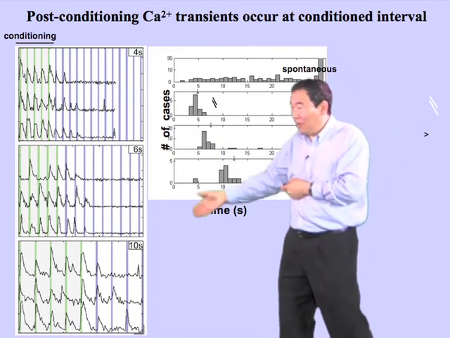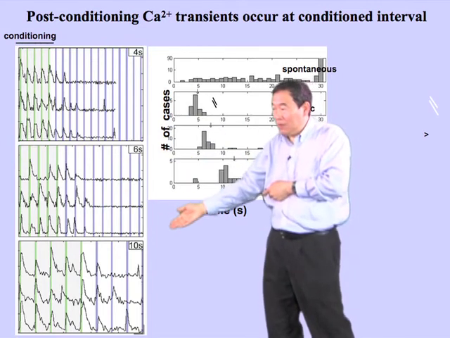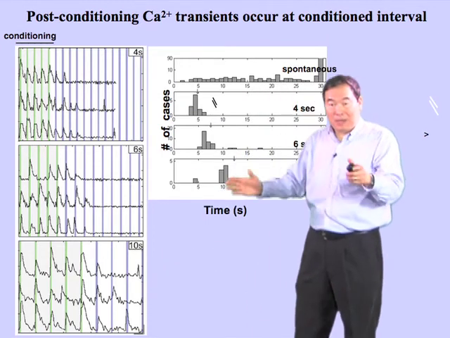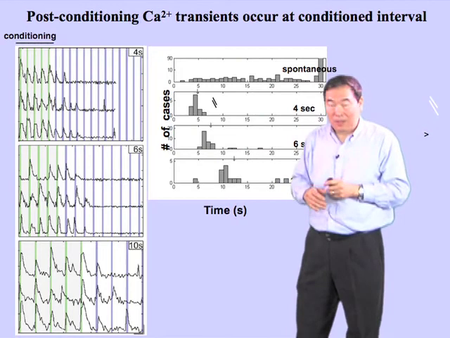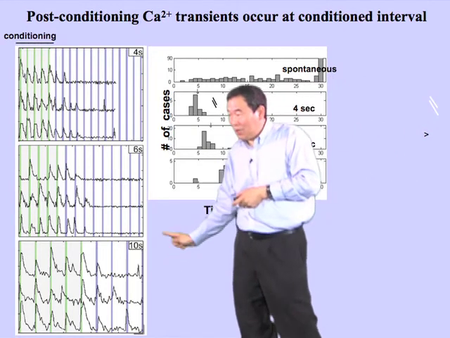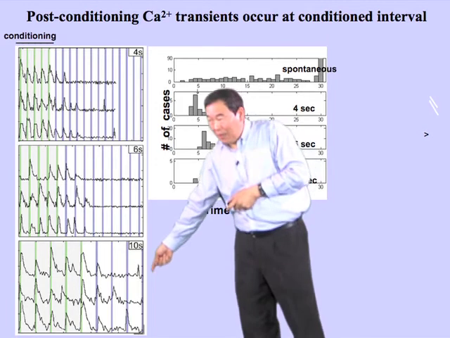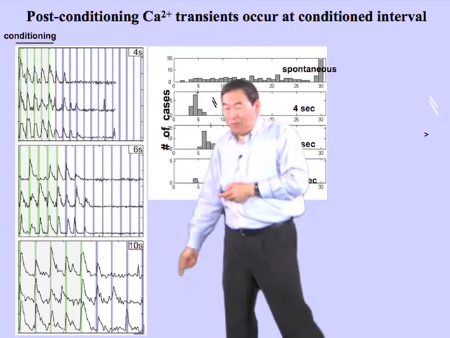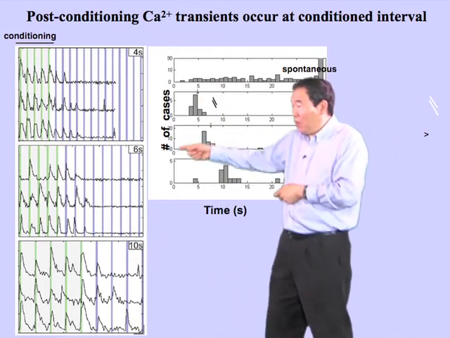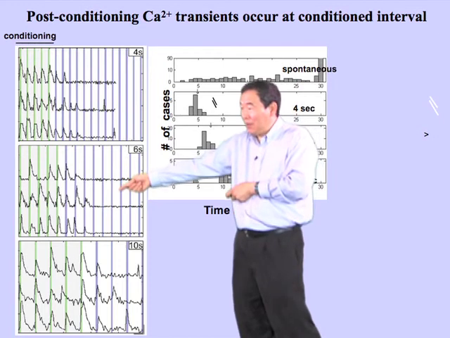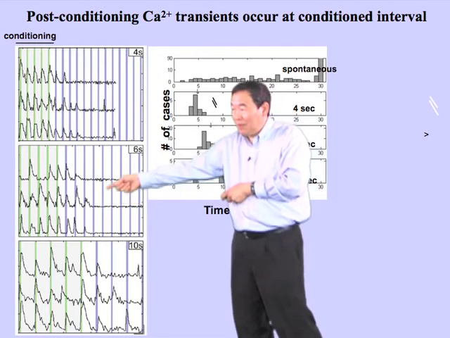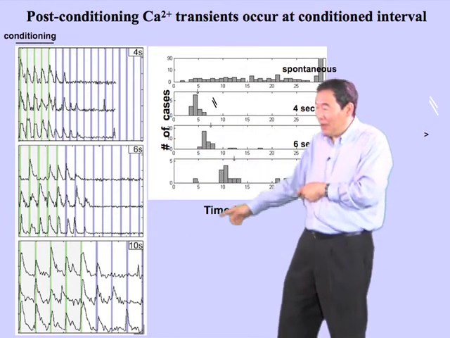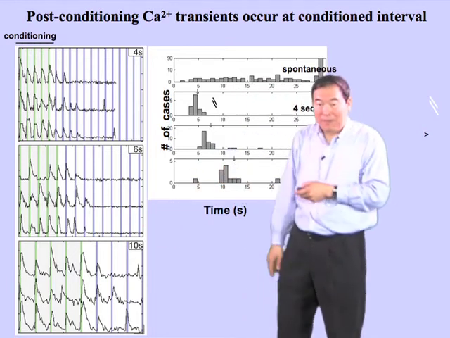Now the time duration of this reappearance of rhythmic activity is limited. It's only 20 seconds or so. So in the case of 10-second conditioning, it repeats twice, occasionally a third time, but mostly within the first 20 seconds. But you get more repetition if you have a 6-second interval. You have more cases where up to 18 seconds you can see calcium transients. Then it disappears. So it's a short-term memory.